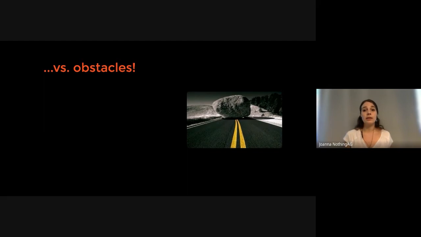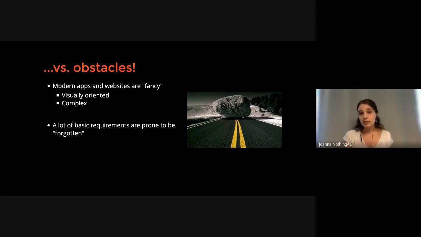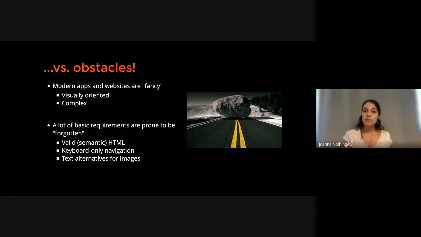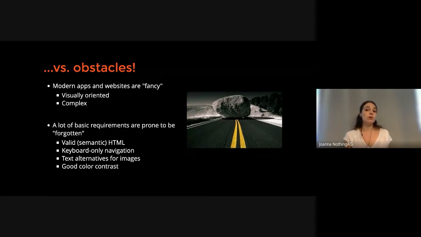But in fact, there are obstacles on those endless possibilities, because compared to 10 years ago, where web pages were simple and traditional, today it looks very different. Modern apps and websites are often very fancy in the sense that they are very visually oriented and they often hold complex interactions. The main problem is that in this process of creating fancy things, a lot of basic requirements are prone to be forgotten. For example, constructing a valid, in the semantical sense, HTML code, allowing the possibility to use the website with the keyboard only, adding text alternatives to images to explain in text what we want to transmit as visual information, or having good color contrast for readability.